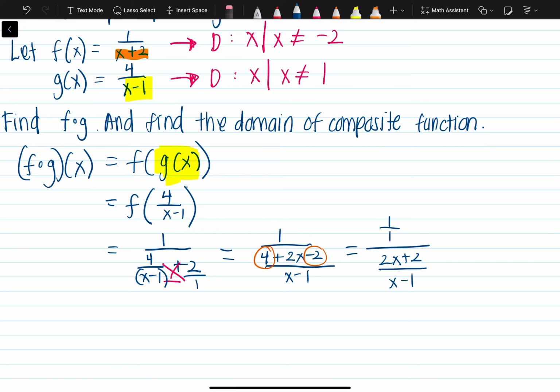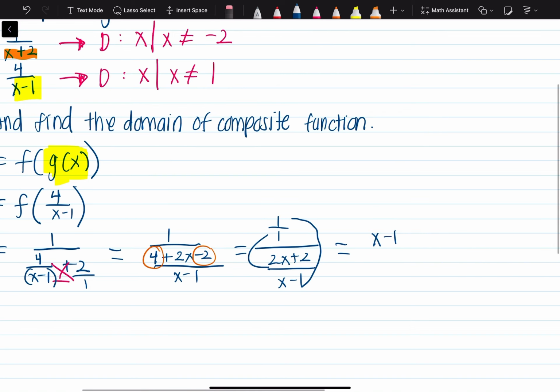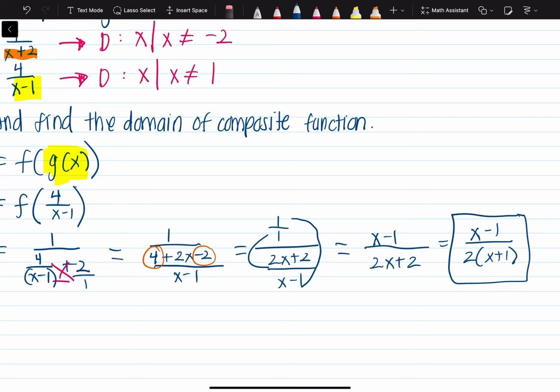This is now a complex fraction, which I can use my out-in method, multiply these outer ones and these inner ones together to simplify. So 1 times x minus 1 gives you x minus 1 over 1 times 2x plus 2 just gives you 2x plus 2. My last simplification here is in that denominator. You can factor out a 2 to leave you with this fully simplified composite function. So f composed with g of x simplifies down to x minus 1 over 2 times x plus 1.